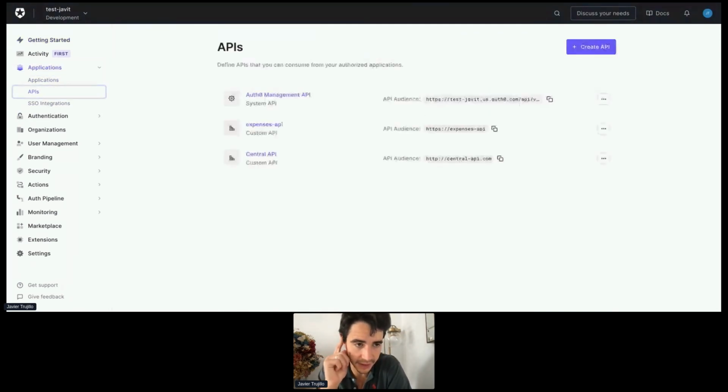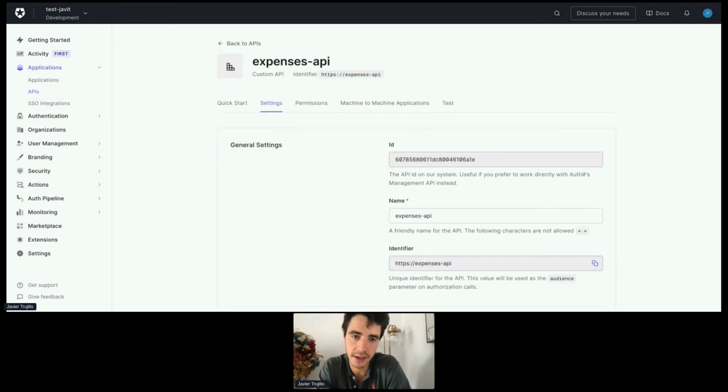You're basically going to register the APIs here. I got 3 already created, so let's look into this one. This one here is my expenses API, let's say. So I create an instance in my authorization server about this API, and this will be the identifier. This is important because whenever an application requests an access token to interact with the API, there's going to be a claim called audience, and the audience is an identifier towards that API.